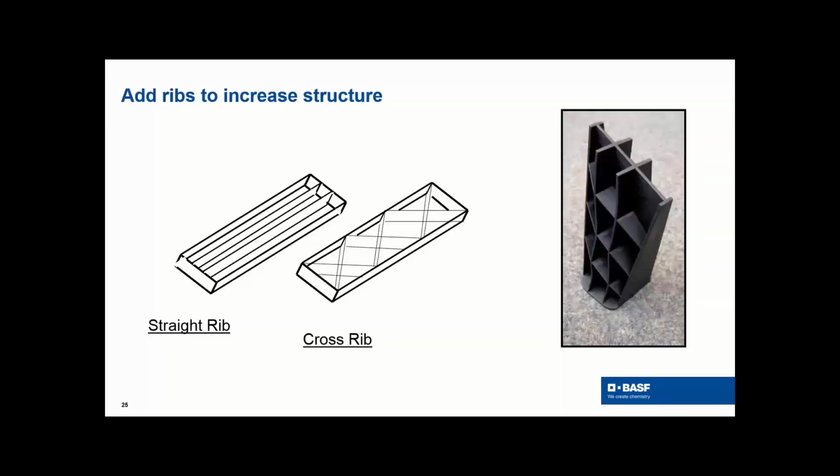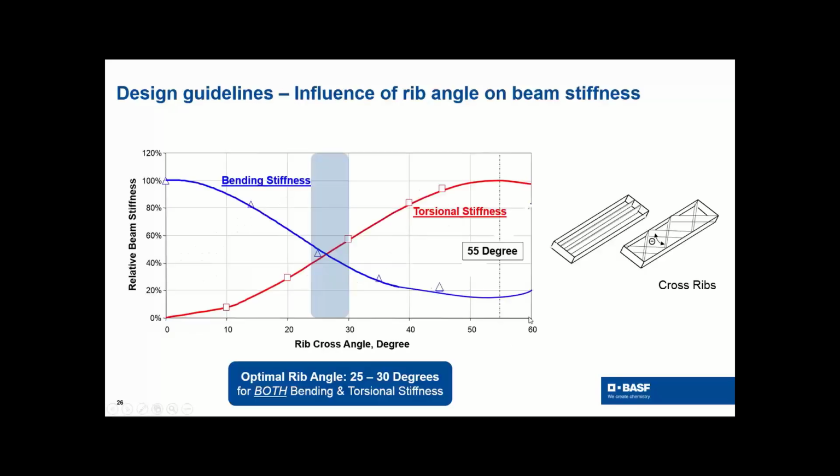So this is going to help us with strength and stiffness for a structural part. There's many types of ribs out there, but we're going to talk really about 2 of the basic ones, and it would be straight ribs, which are good for bending, and then cross ribs, which are good in general for torsion.